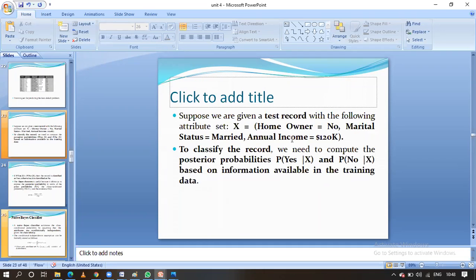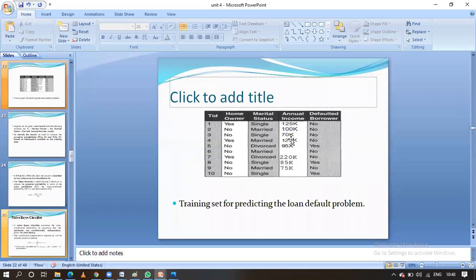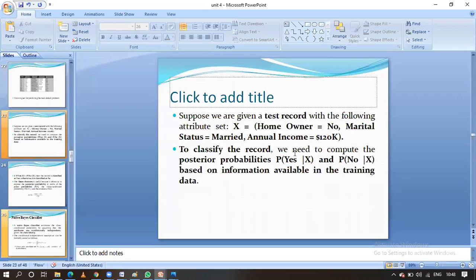From this we are going to predict whether that particular person is a defaulted borrower or not. Defaulted borrower yes means they are not paying the loan. Defaulted borrower no means they are paying the amount in time. We have to calculate these probabilities for both: the probability of yes given X, and likewise the probability of no given X. We call these the posterior probabilities.